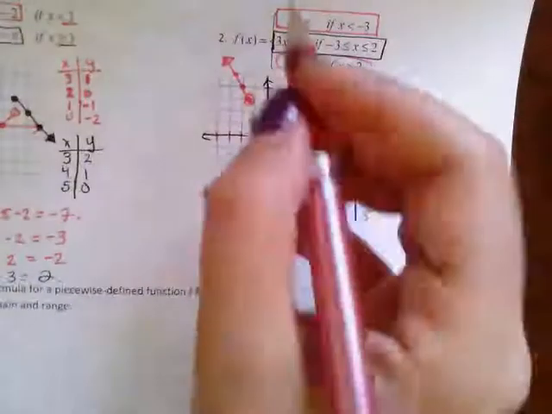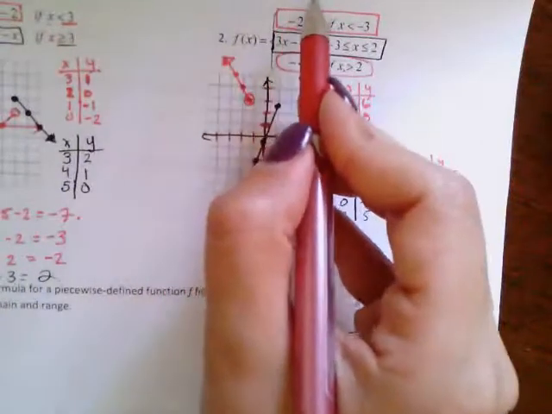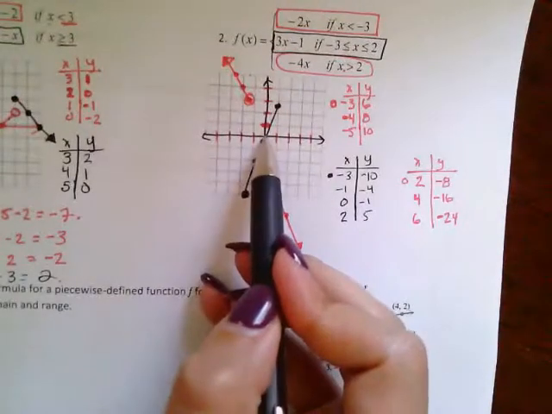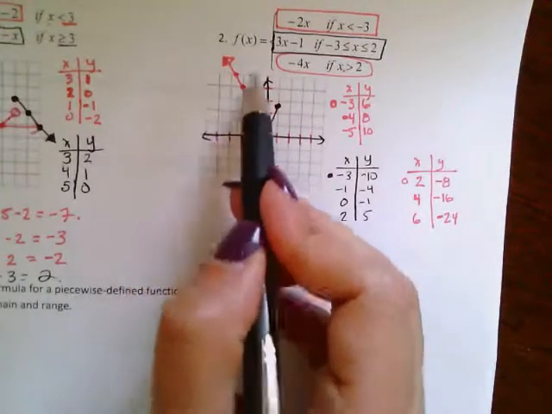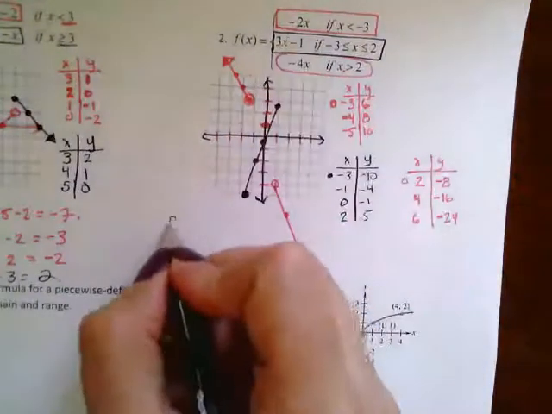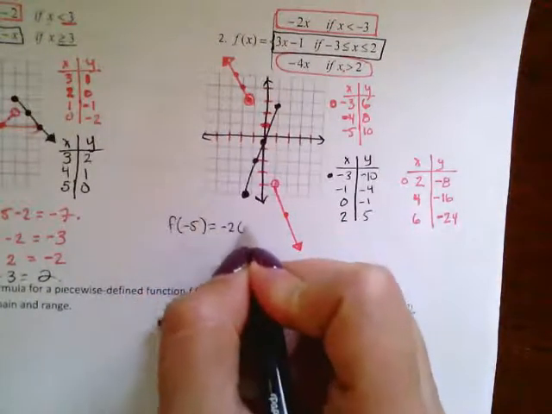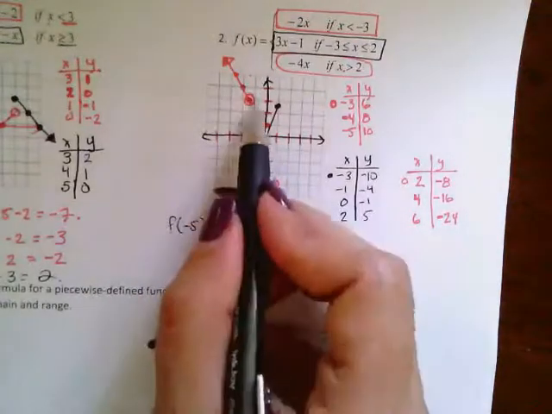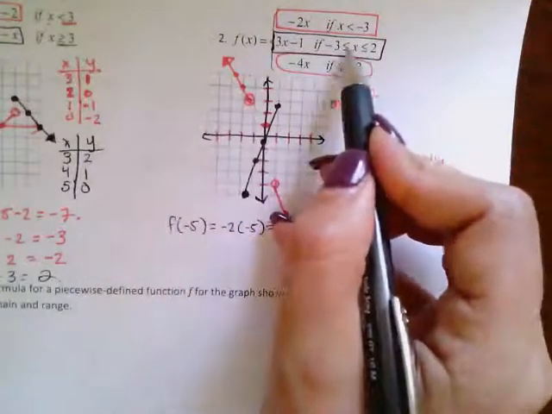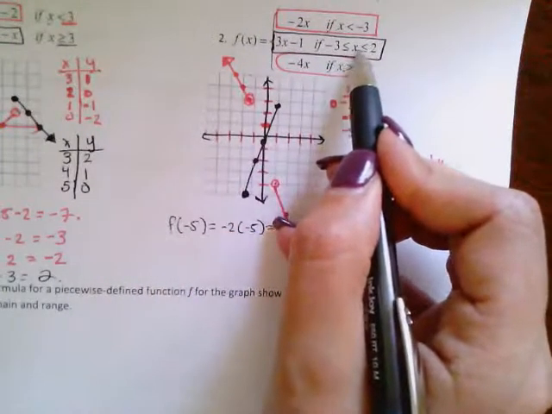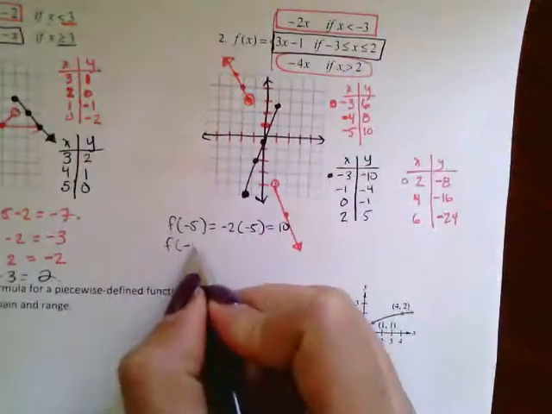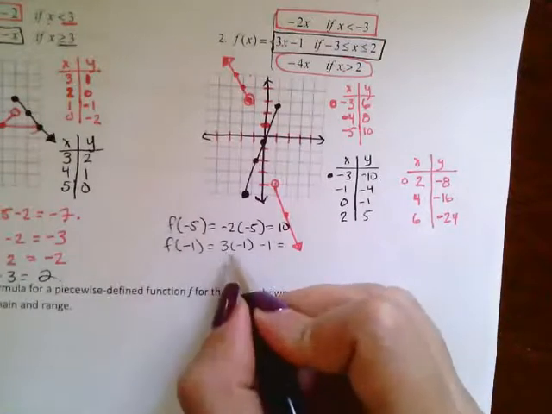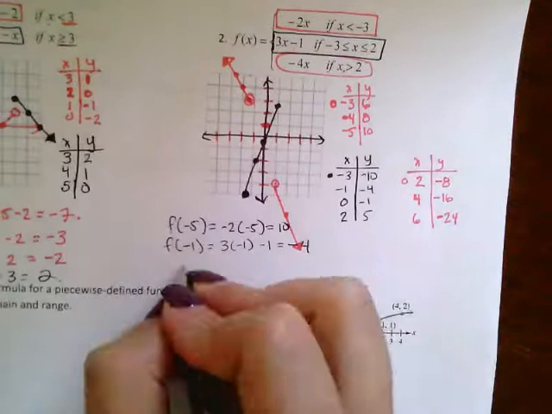And again, you guys are going to have to do f of -5, f of -1, f of 0, f of 3. So for f of -5, which function are we going to use? This guy right here. So it's -2 times -5, which is 10. For f of -1, we're not going to use this one. We're going to use here, because -1 is in between -3 and 2. So it's going to be 3 times -1 minus 1, which is -3, -4.